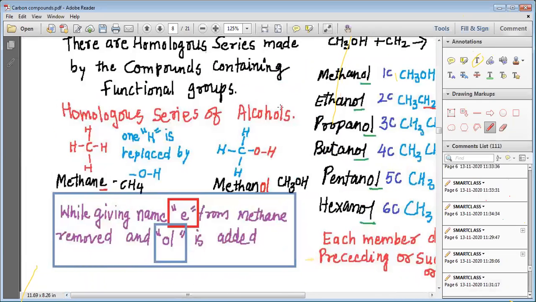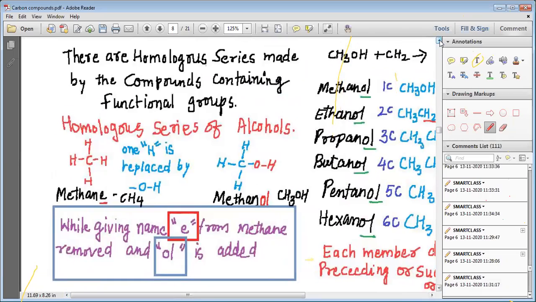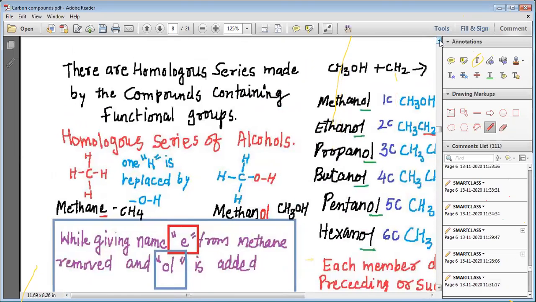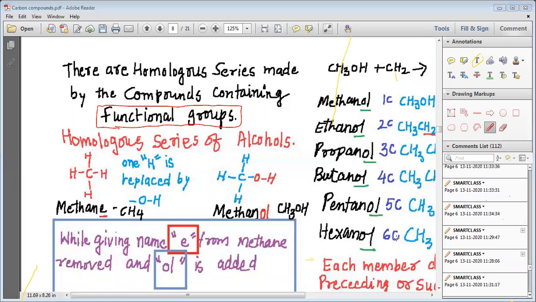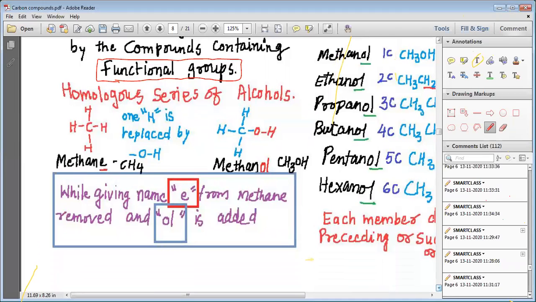Let us have a look at the various homologous series of these compounds. There are homologous series made by the compounds containing a functional group. Compounds containing a functional group may also have homologous series. So let us have a look at the various homologous series that are found in these compounds.